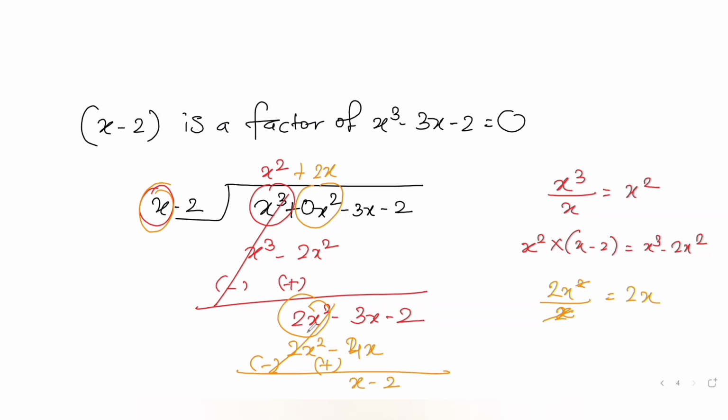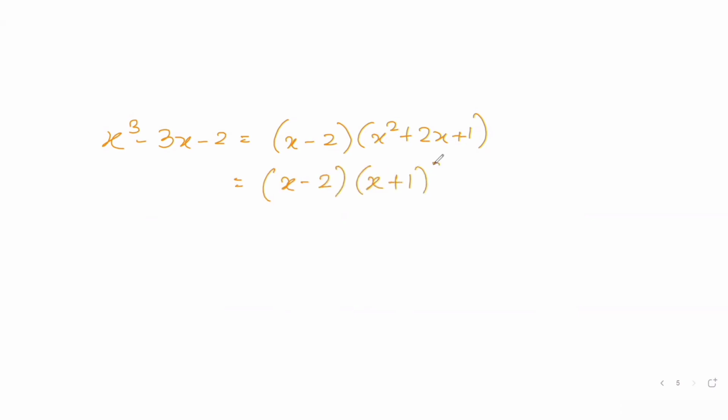Now x minus 2 divided by x minus 2, we already know it is 1, so you get the remainder as 0. Subtracting x minus 2, you get the remainder as 0. And with that, you get the quotient as x square plus 2x plus 1. So now I know x cube minus 3x minus 2, I can write that as x minus 2 into x square plus 2x plus 1. Now when I have a square plus 2ab plus b square here, I can write that in the form of expansion as x plus 1 the whole square.